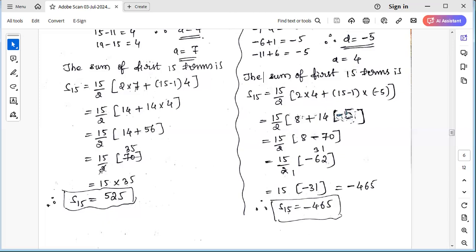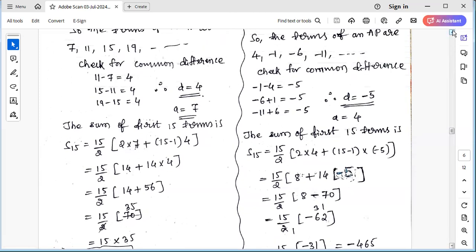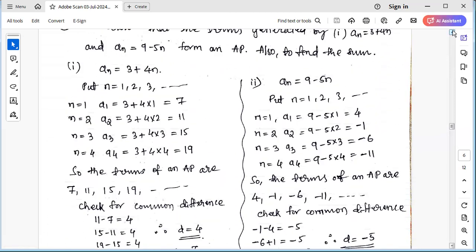And now you cancel: 2 ones are 2, 35s are 70. So this is equal to 15 into 35, so that gives 525. Therefore the sum of the first 15 terms, S15 = 525. So one problem is solved. Next, come to this part.